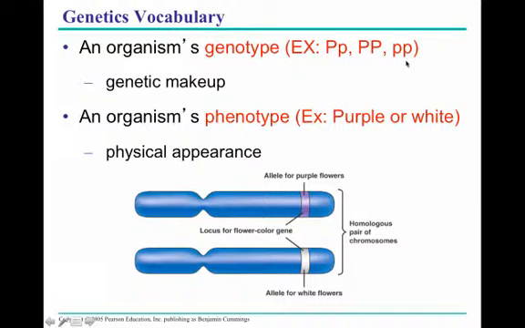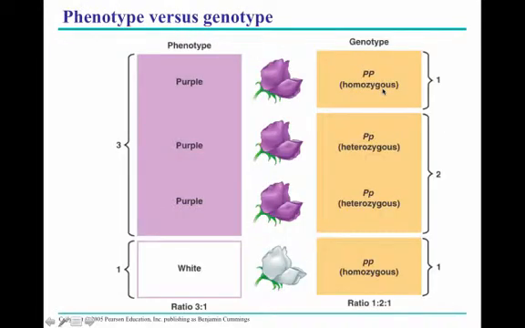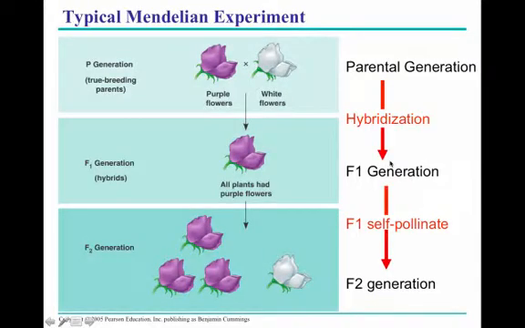Homozygous recessive, white. Okay. And this chart just reviews that situation. So again, we see that the homozygous dominant and the heterozygous individuals look exactly the same. We'll talk more about that in just a bit. The typical Mendelian experiment. Here it is, my friends.